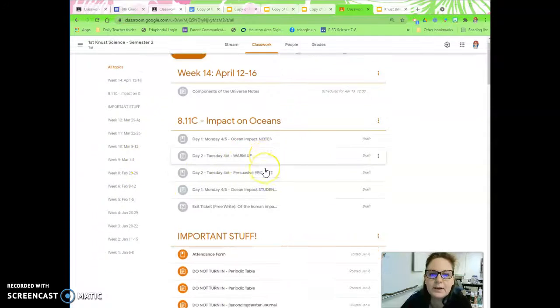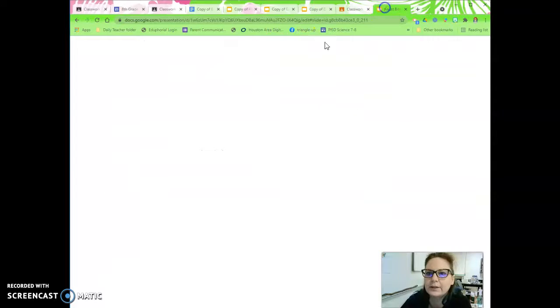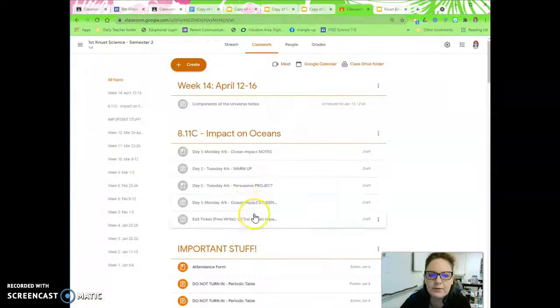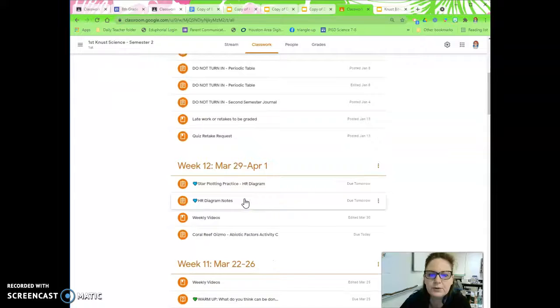So today we are going to be talking about the HR diagram and then practice plotting some stars as we finish talking about the HR diagram. I have in your Google Classroom your version of the notes, and then the plotting practice, where you will use that to practice plotting some of the stars on the HR diagram.